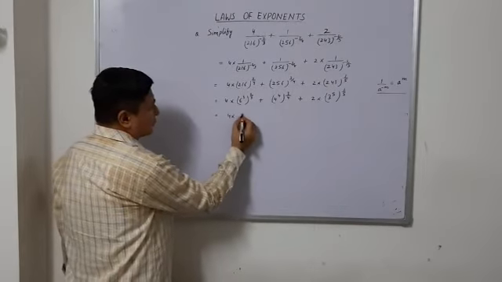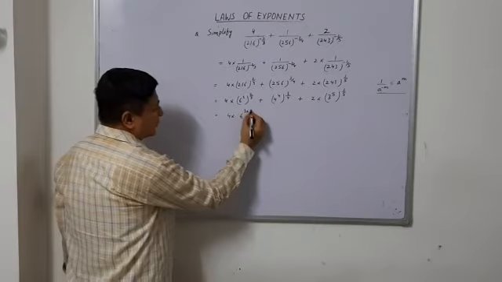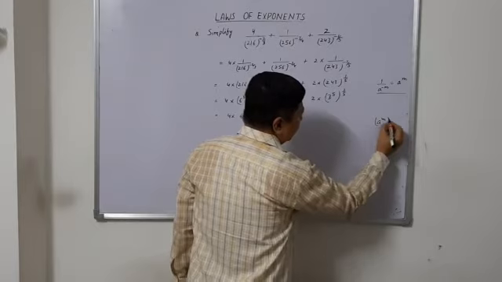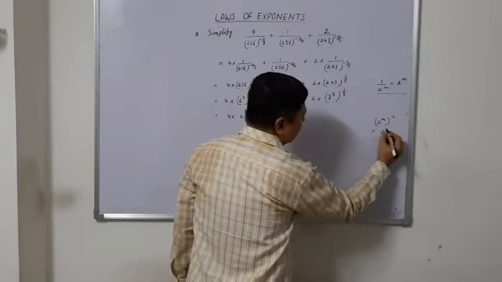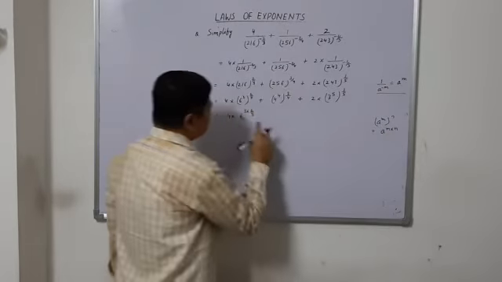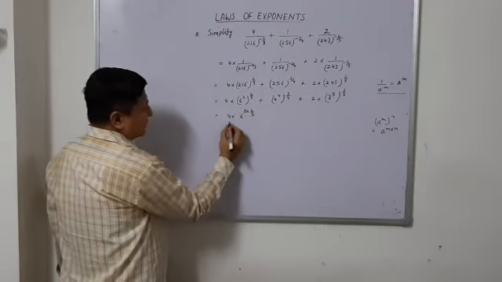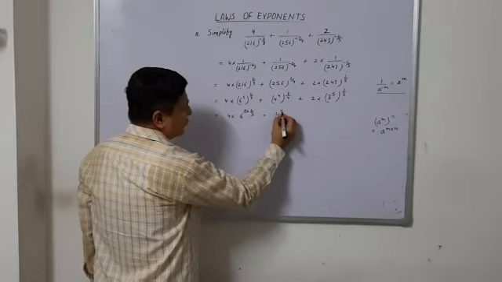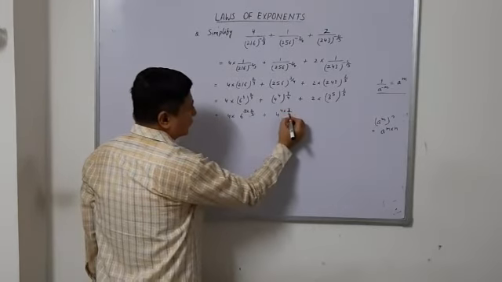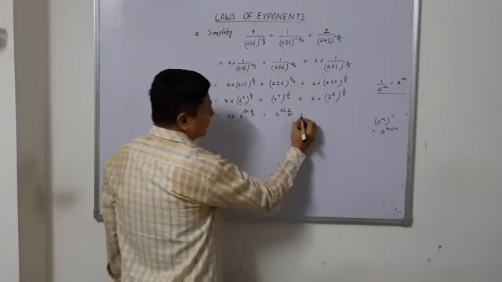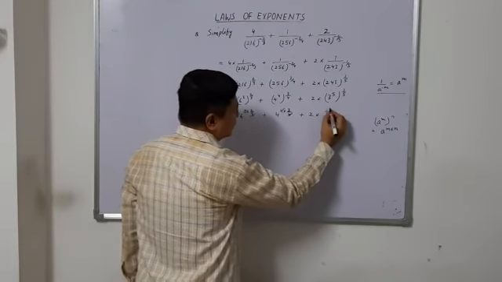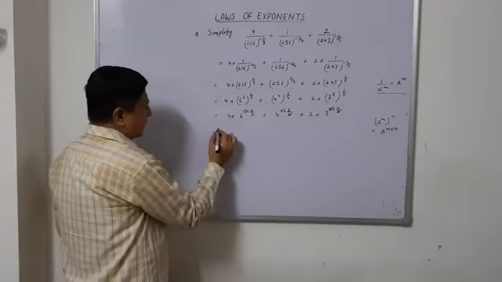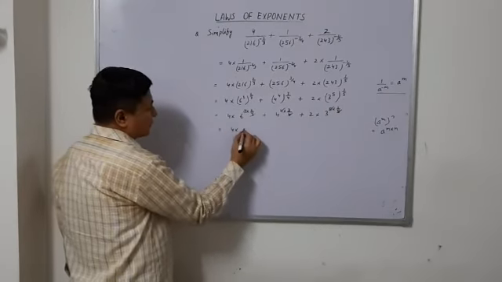4 into 6 raised to 3 into 2 upon 3. We are using this property, that is equal to a raised to m into n. So we are multiplying here. So this will cancel, so this will become 2. This is 4 raised to 4 into 3 upon 4. This 4 and 4 will cancel. 2 into 3 raised to 5 into 1 upon 5. This will also cancel.